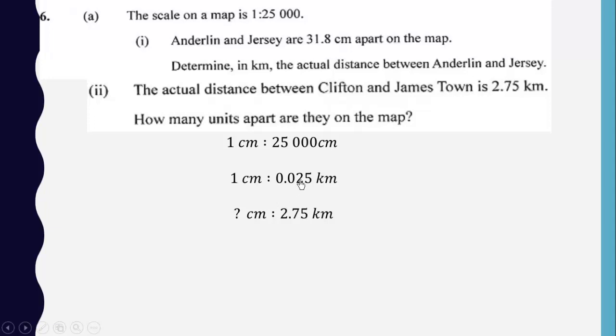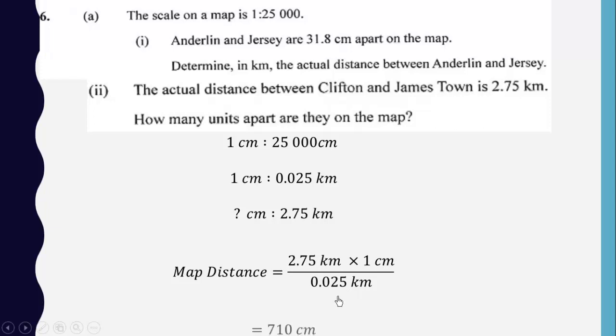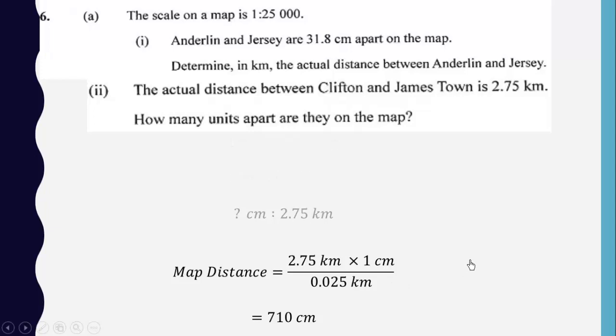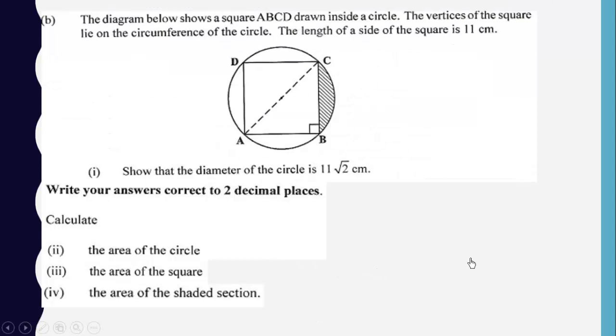Now this will be more. So if more, then the less of this will divide. So this is less than this. So if more, then the map distance will be equal to 2.75 kilometers times 1 centimeter divided by the less of this, which is 0.025 kilometers. The kilometers cancel out, and when we simplify, we get 110 centimeters. So that's the A aspect for you. Now let's continue to the B.